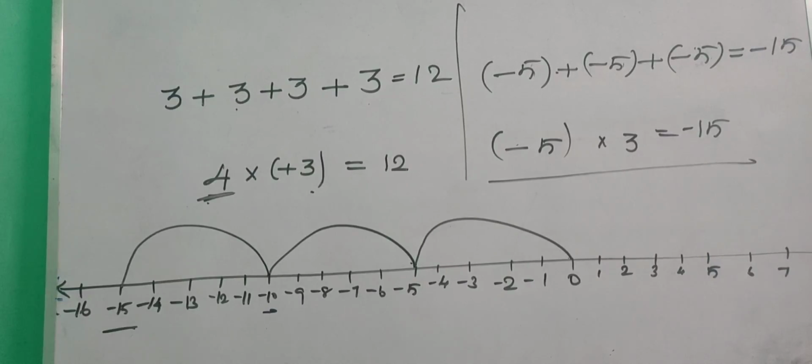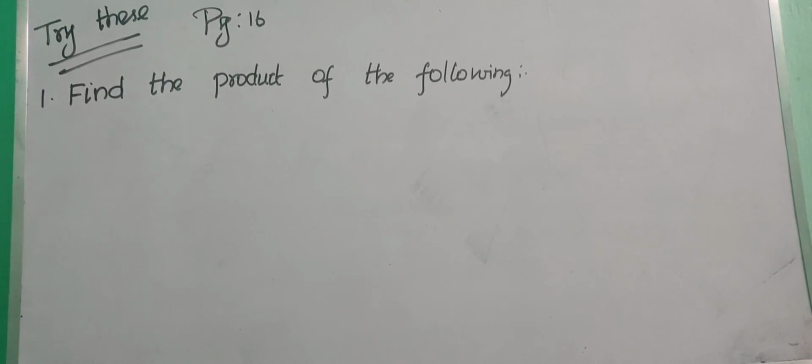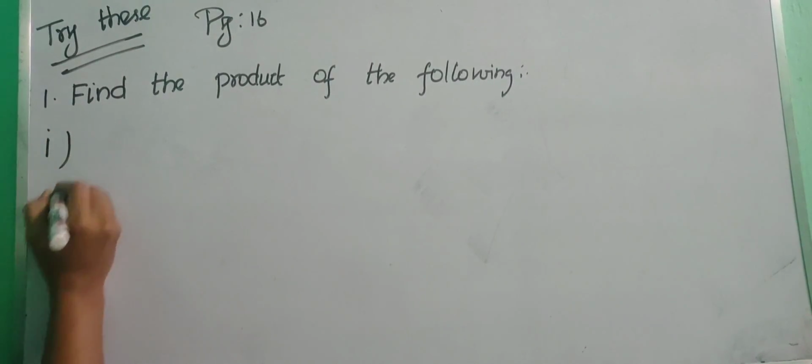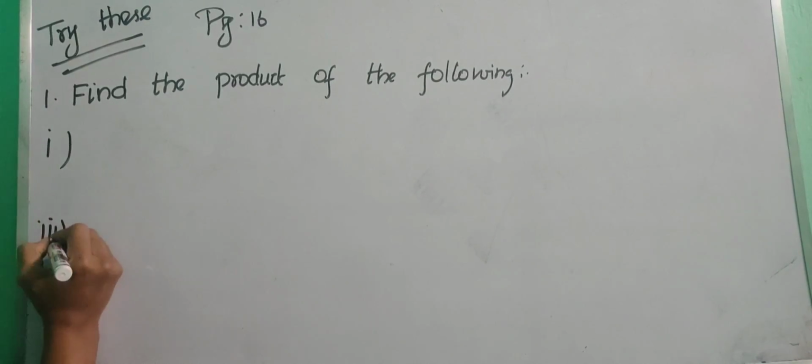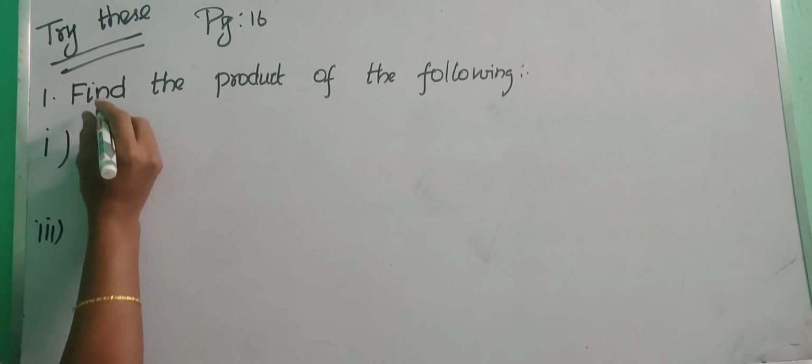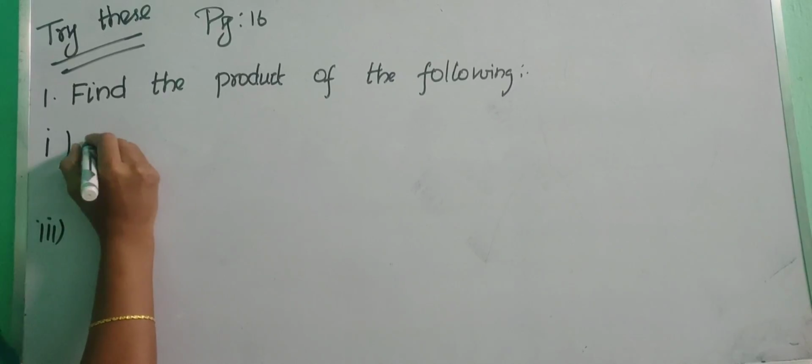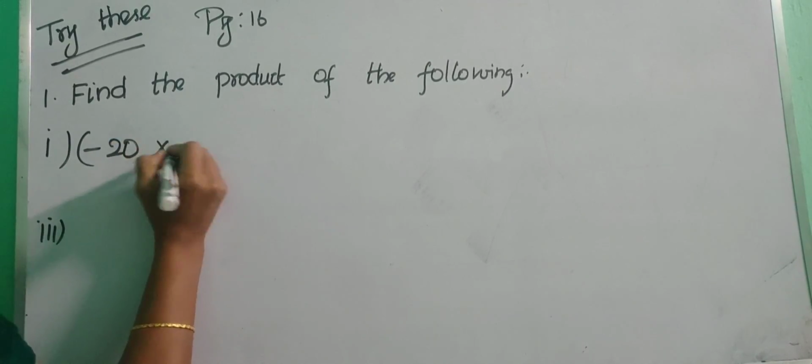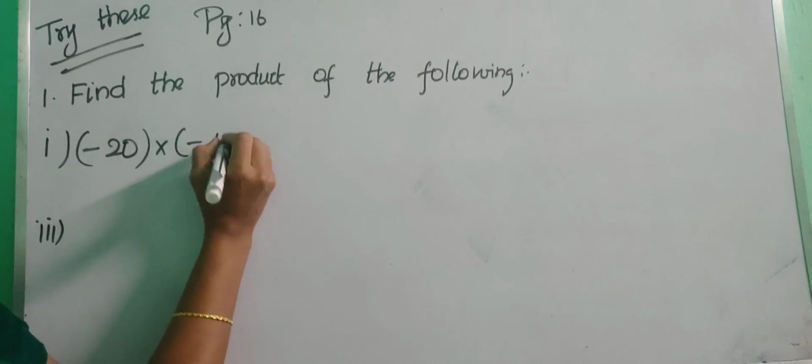Okay, children, so let us do the try these sum, which is in page number 16. Take your book, page number 16. So we are having try these, find the product of the following. Let us do the first one and third one, and second and fourth is your homework. So minus 20 into minus 45.